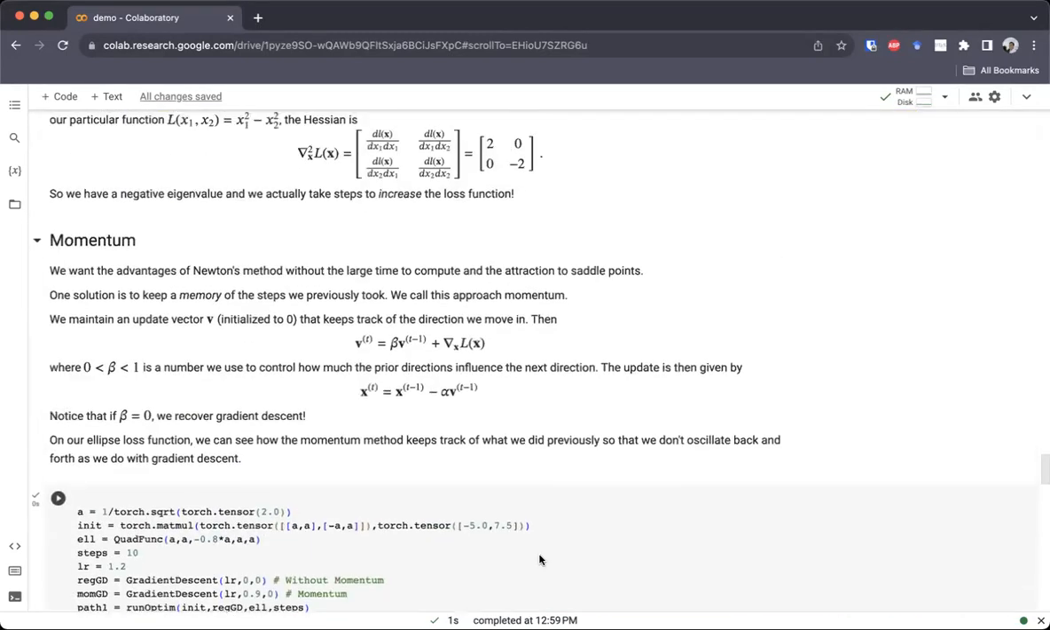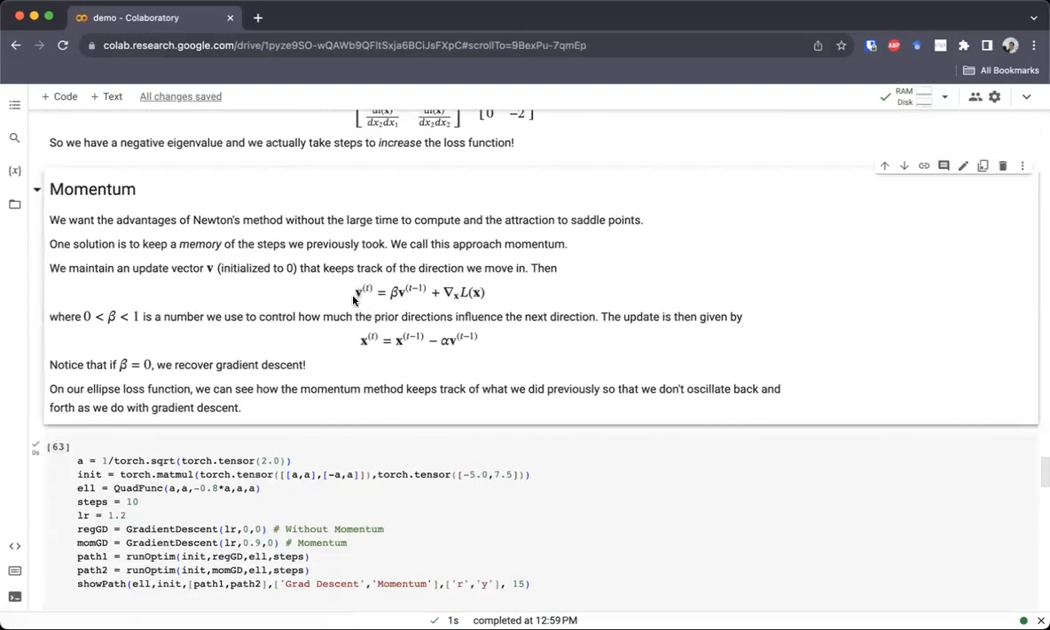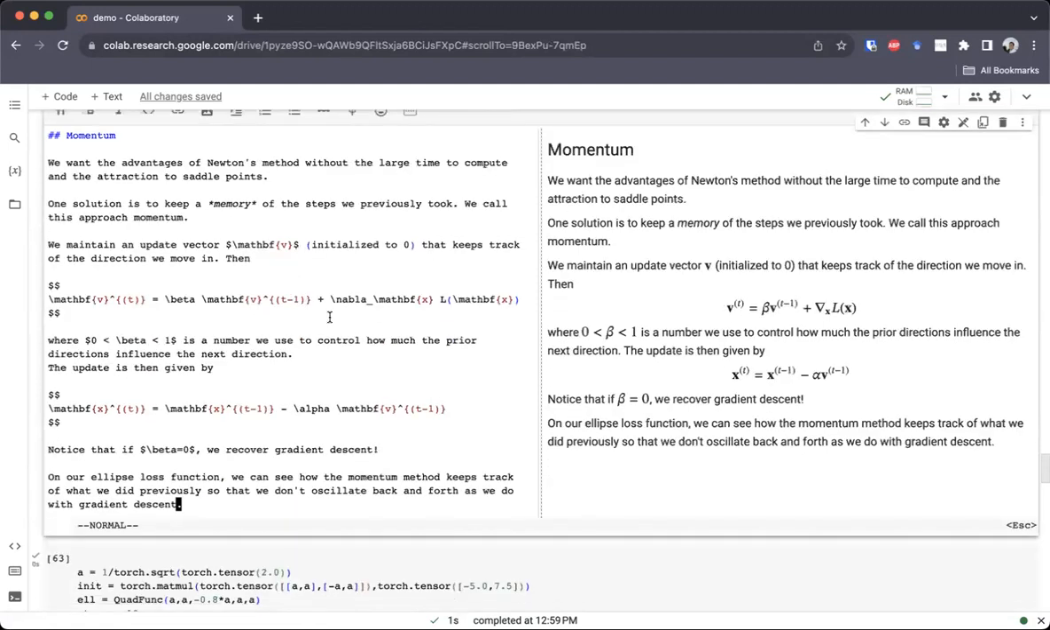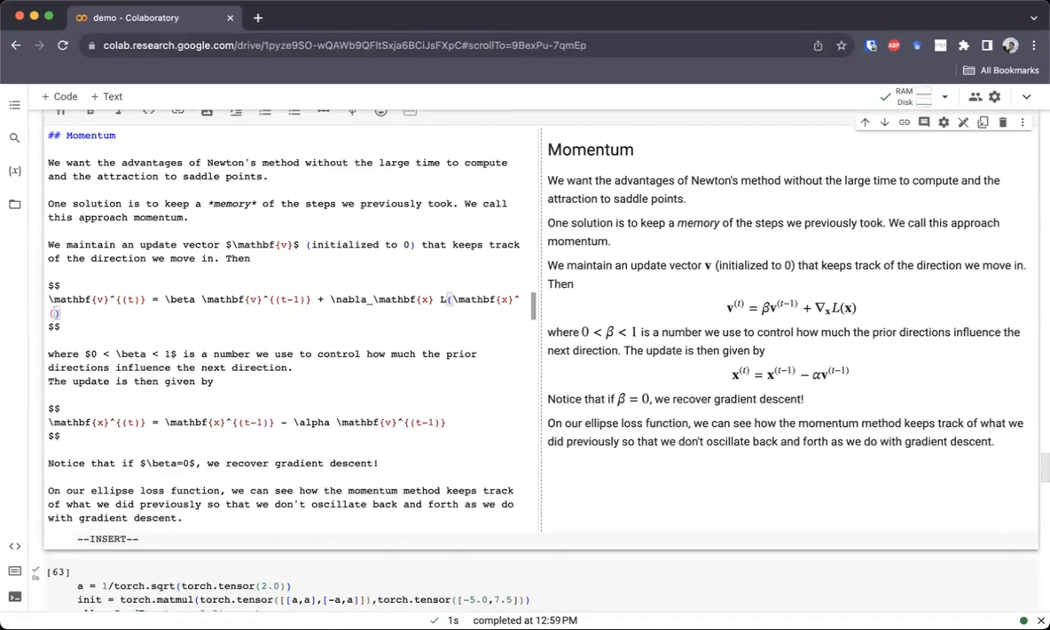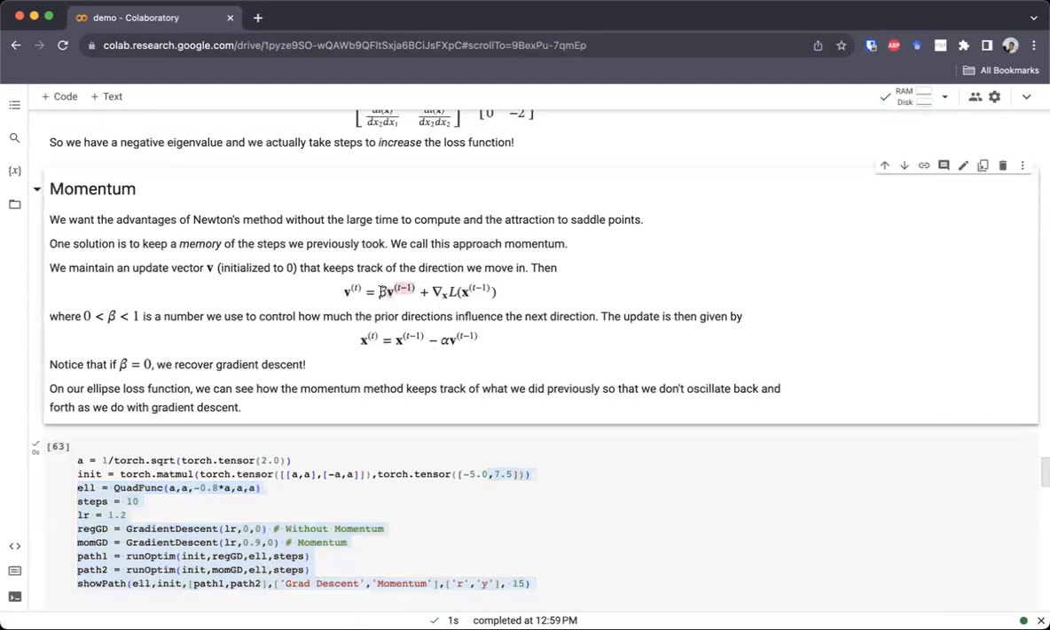And the momentum method formalizes this intuition. In particular, we have some intermediate vector v, which is a weighted average of the gradient at this particular step. Actually, I should update this, because this is the derivative at the x t minus 1 step. And I average that with everything I had previously. Here, beta is a factor between 0 and 1, so that if I have a smaller beta value, then I care less about where I was previously.